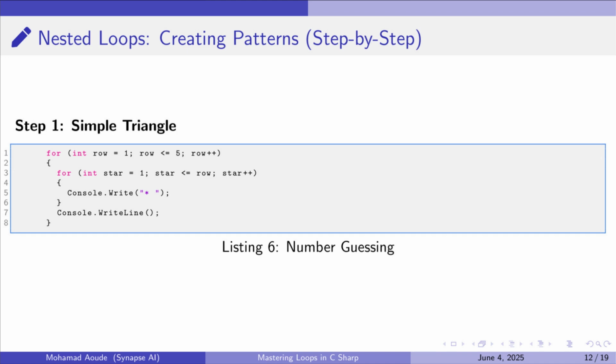One of the classic exercises with nested loops is drawing patterns. Let's build a simple right triangle of asterisks. Here, the outer loop tracks the current row. The inner loop runs from 1 up to the current row number, printing that many asterisks. The result is a triangle with 1 asterisk on the first line, 2 on the second, and so on, up to 5.